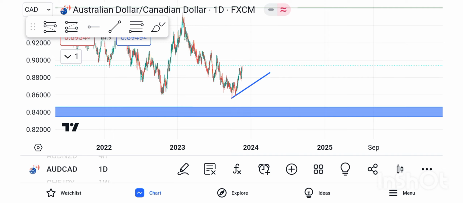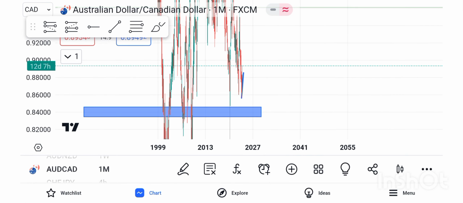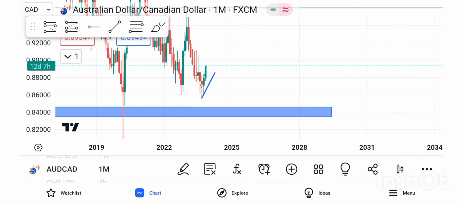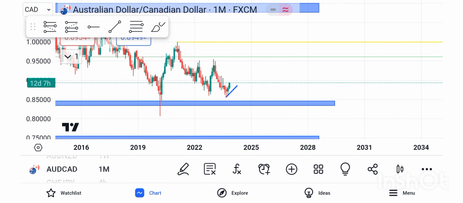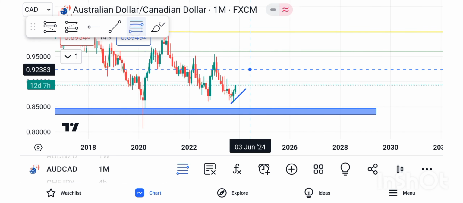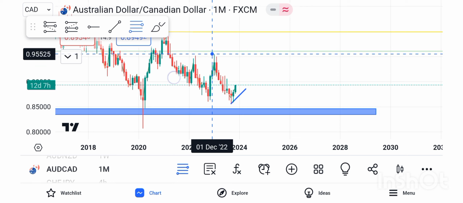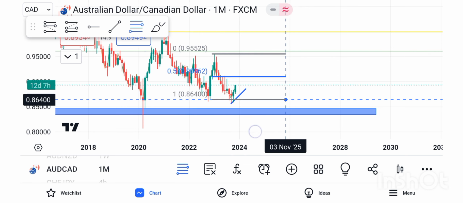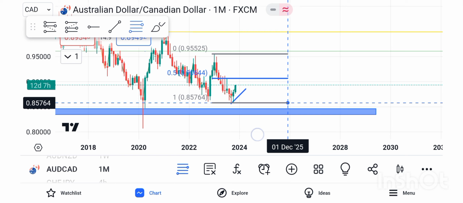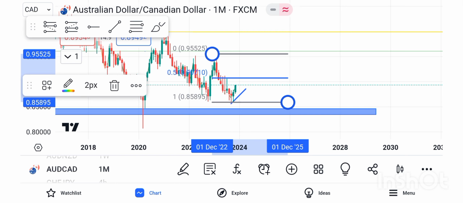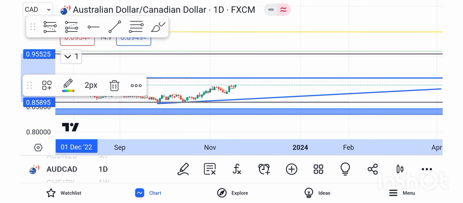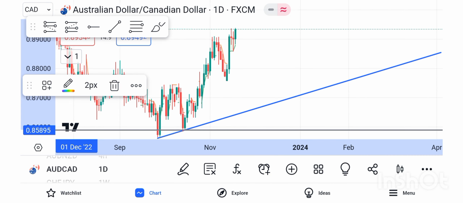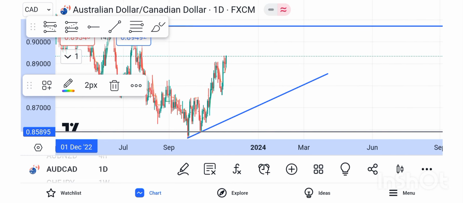Let's quickly check out something, guys. Where could we find this? On the weekly, the monthly even looks as though it's creating a double bottom or something. Let's look at this and see what could possibly happen. So AUDCAD could possibly go as high as, okay, now let's go back to the daily. AUDCAD could possibly go as high as this.